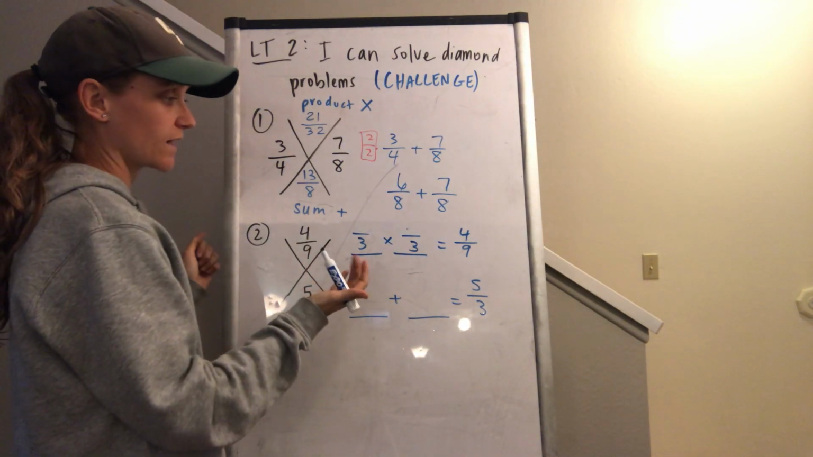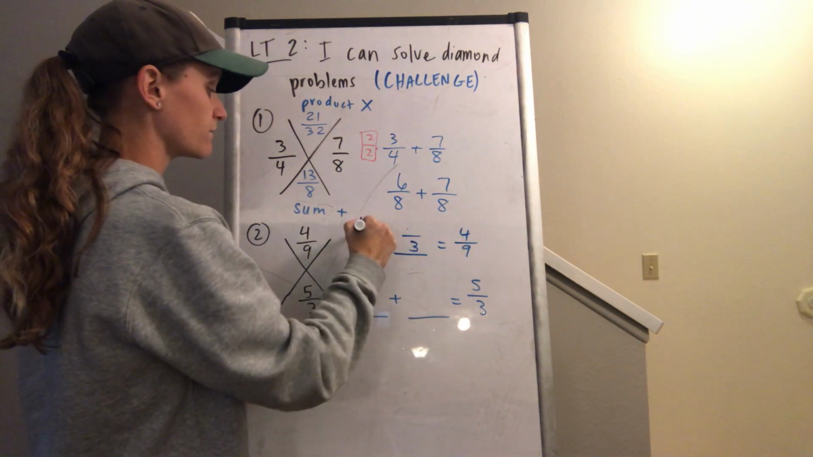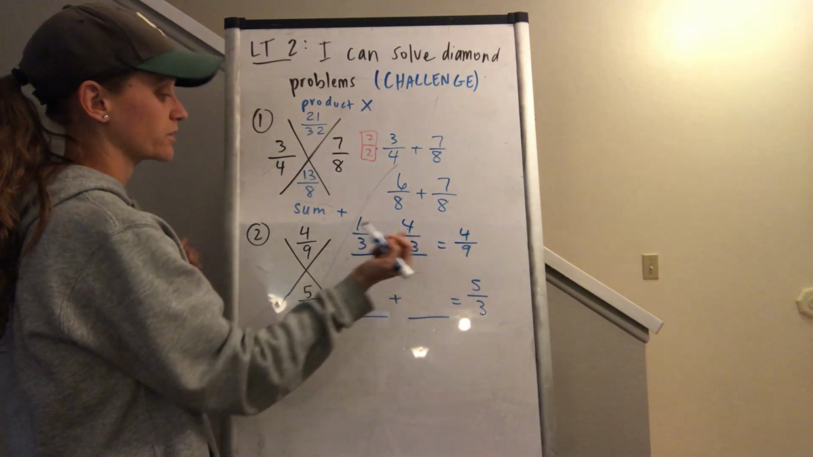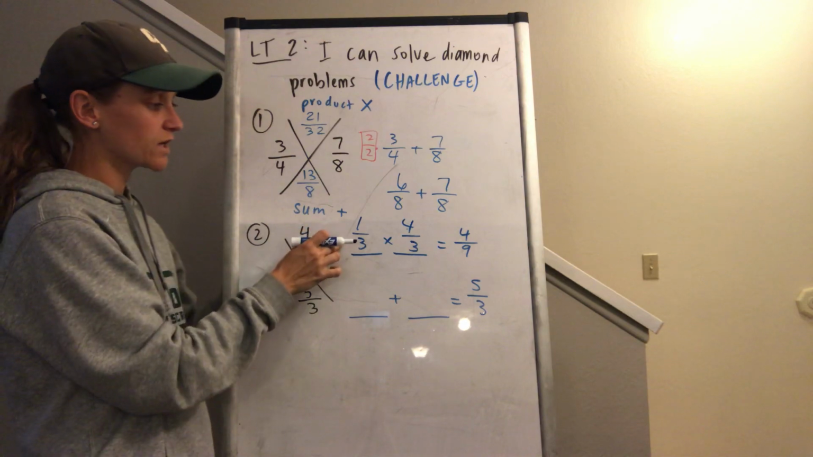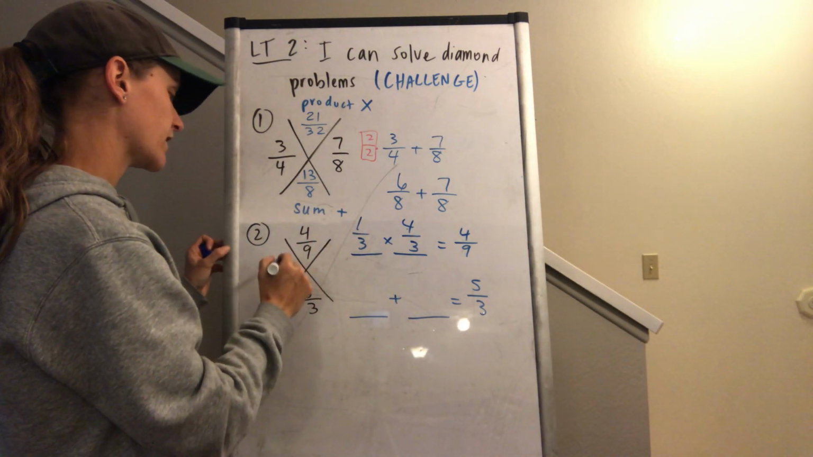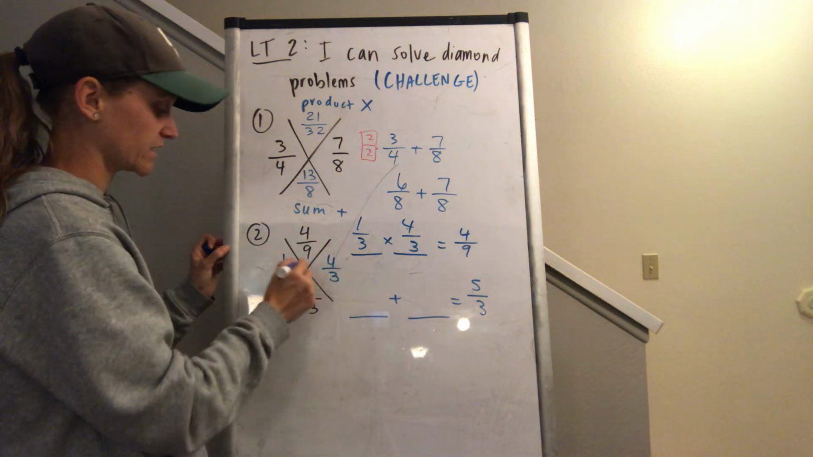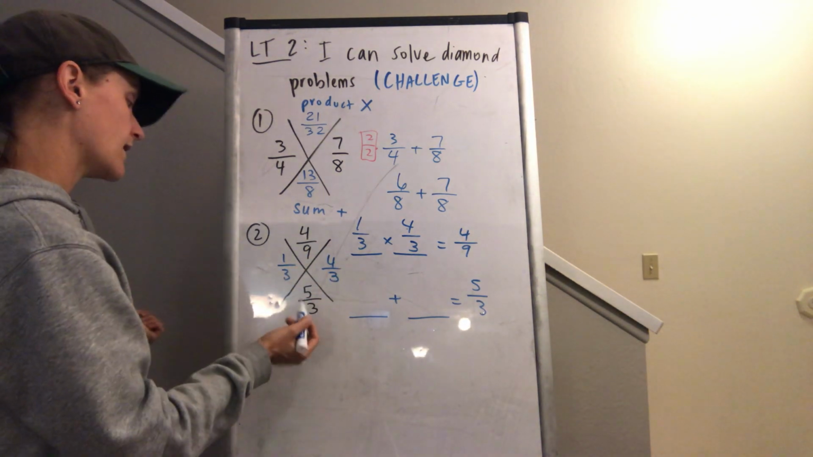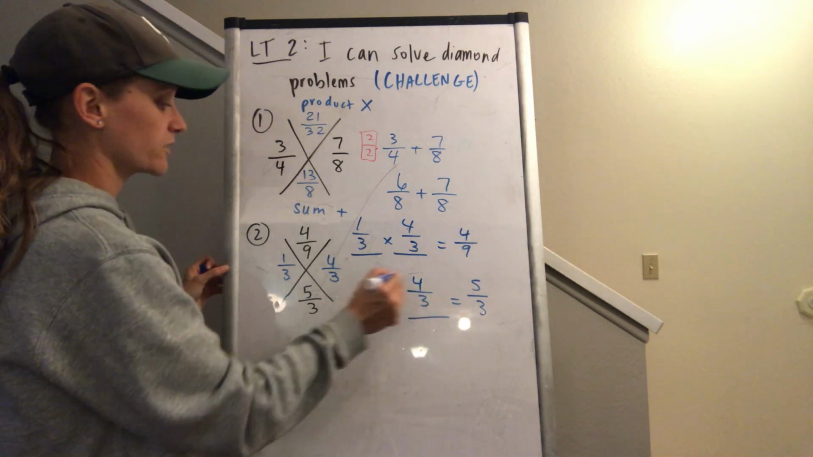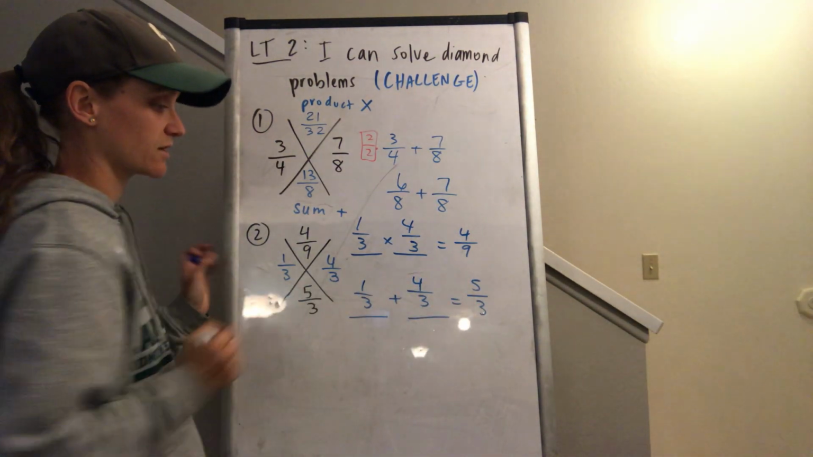I said that, what else multiplies to get 4? Maybe let's try 1 and 4 instead, because 1 times 4 is 4, 3 times 3 is 9. So I think the multiplication might look good up here, but we need to check. If I add 1/3 and 4/3, is that going to give me 5/3? And I'm pretty sure it does, because 1 plus 4 is 5, and I just keep the same denominator.